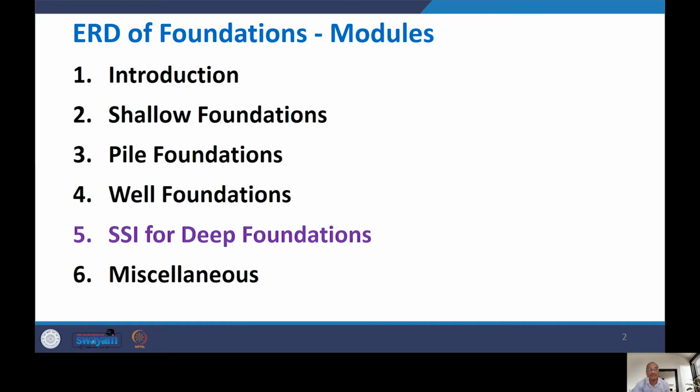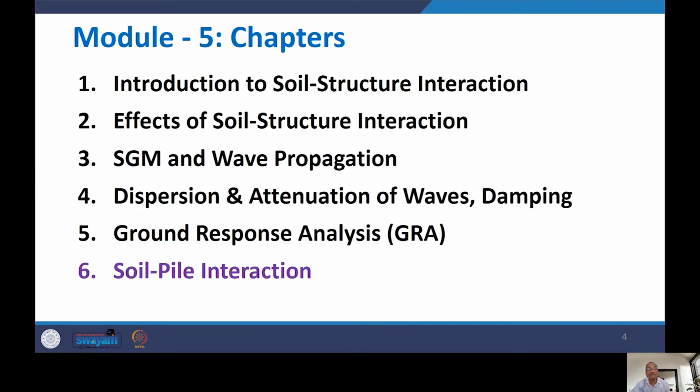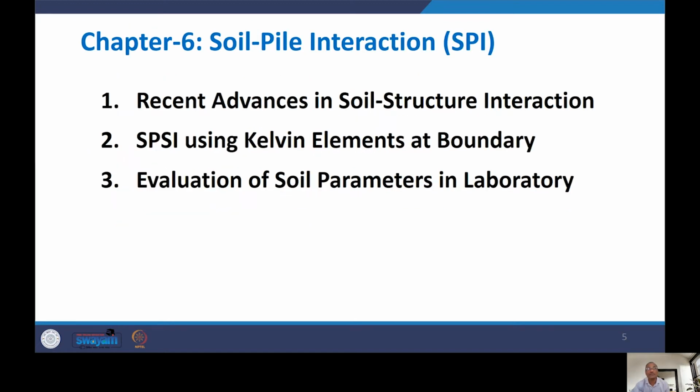module of the course, that is SSI for foundations. Within this module, there were 6 chapters. 5 chapters we have already discussed. Today we are going to talk about the last chapter of this module, that is soil pile interaction. And within this chapter, today we are going to cover these topics.